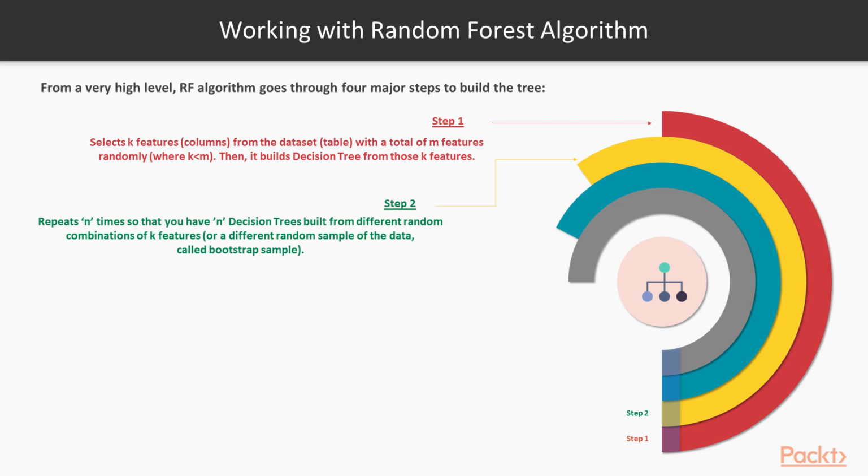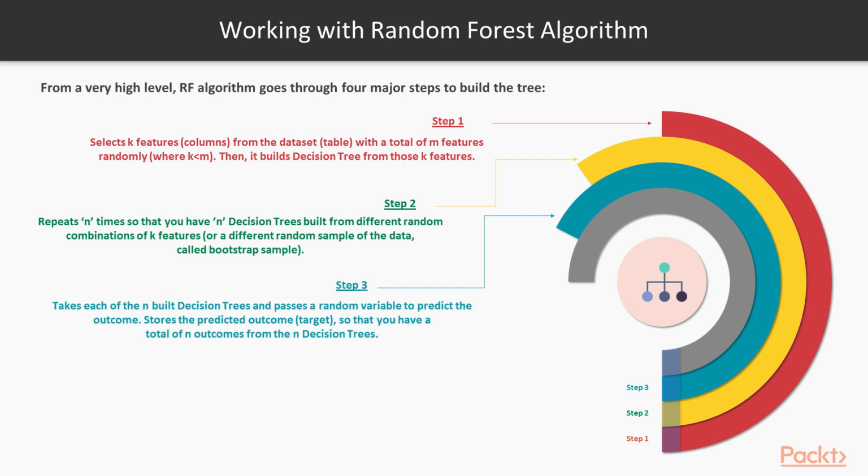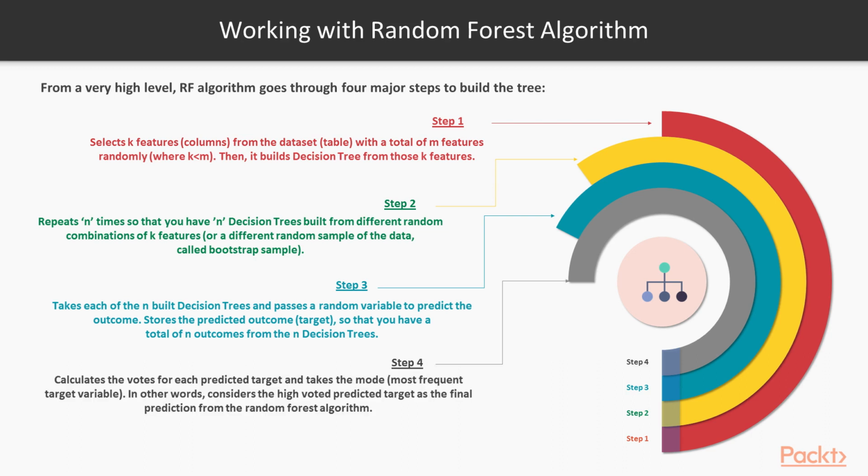Now, at step 2, it basically repeats step 1 n number of times so that you have n decision trees built from different random combinations of selected features. Step 3 is to store the prediction or outcome from each of these trees, so you end up having n outcomes from the n decision trees. In the final step, you calculate the votes for each predicted target and take the mode, which is the most frequent target available, which we sometimes term as majority vote prediction. In other words, it considers the highest voted predicted target as the final prediction from the random forest algorithm.